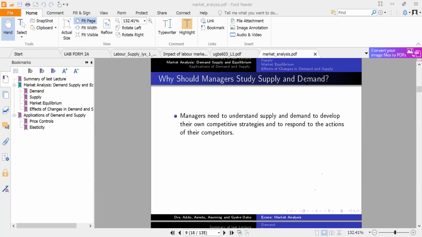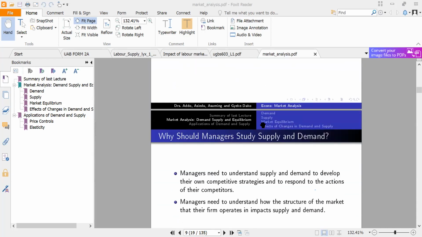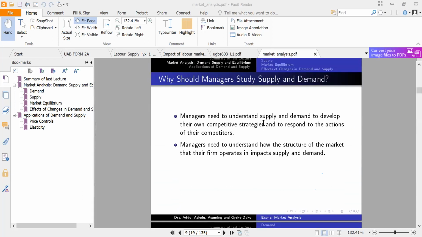What are the characteristics they are looking for? Okay, so that you can supply these things. Okay, managers need to understand how the structure of the market that their firm operates in impacts supply and demand.